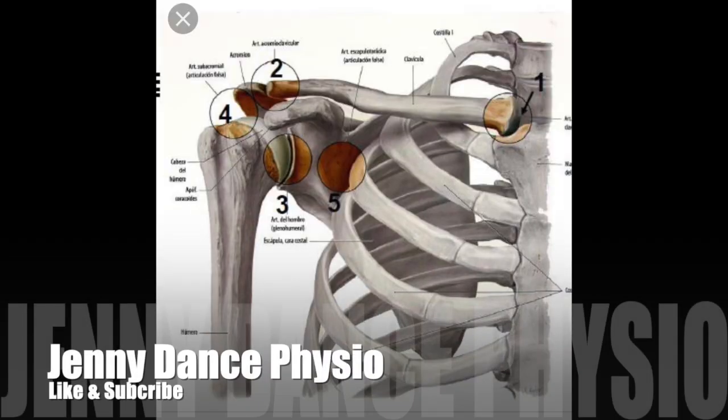So in this video clip, we have learned all the 5 accessory joints inside a shoulder.